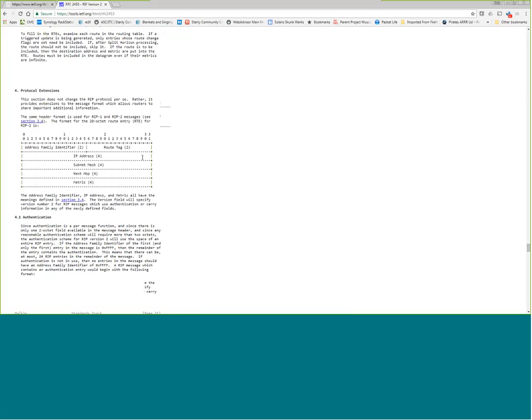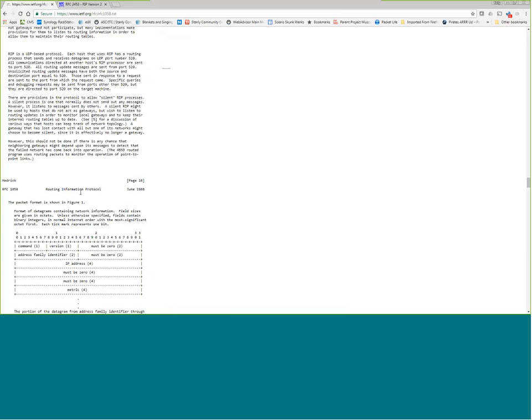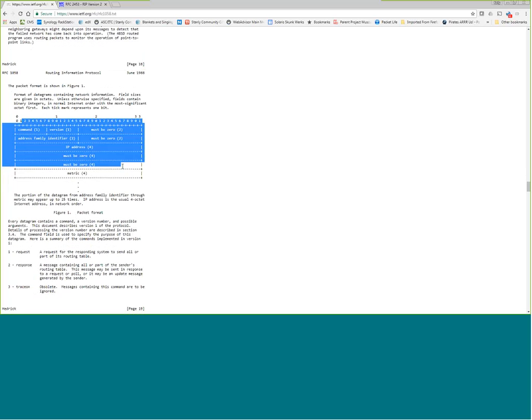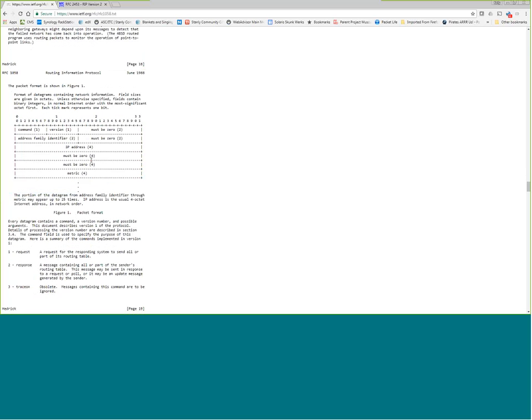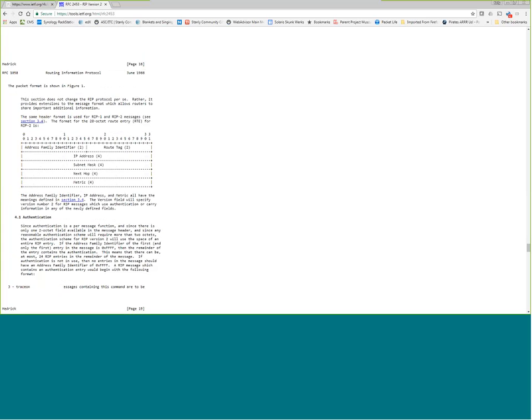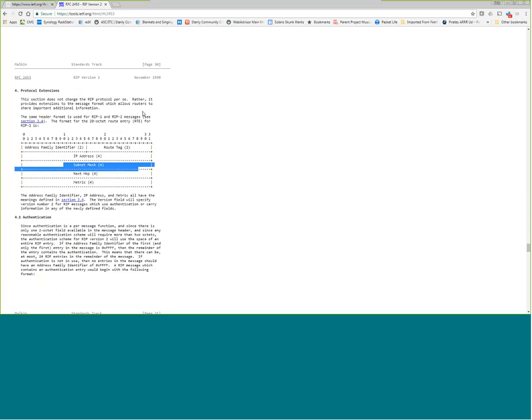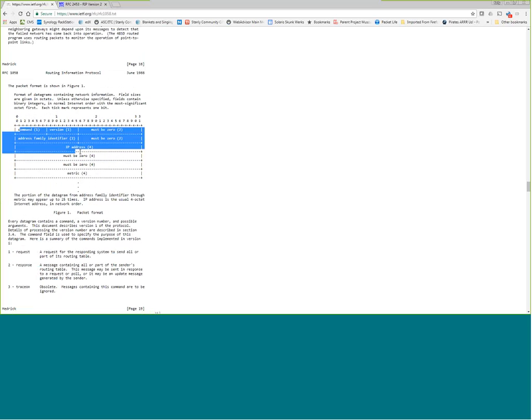Here's the protocol extension for RIP v2. You'll notice that unlike the RIP v1 header, so here's the RIP v1 update datagram. Notice there's no subnet mask information here. RIP v2 has a spot for the subnet mask information. So that is why RIP version 2 is classless. It carries subnet mask information. And RIP version 1 is classful because it does not carry subnet mask information. All right? Does that make sense?